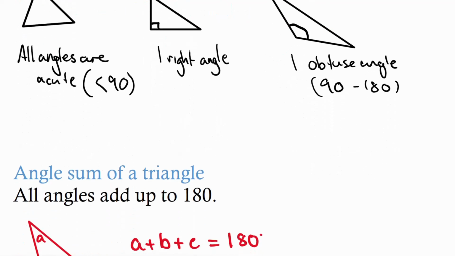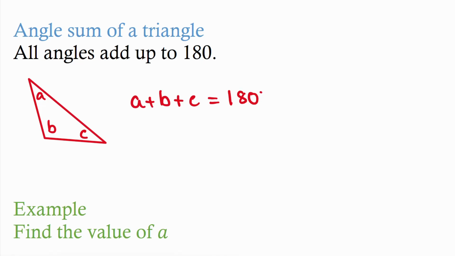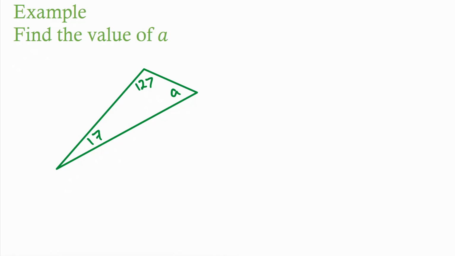Okay, so, angle sum of a triangle. Very simple rule, but very important rule. It's used a lot later on in mathematics. So all angles of a triangle must add up to 180 degrees. So A plus B plus C all add up to 180. So we're going to look at an example of how we would use this.